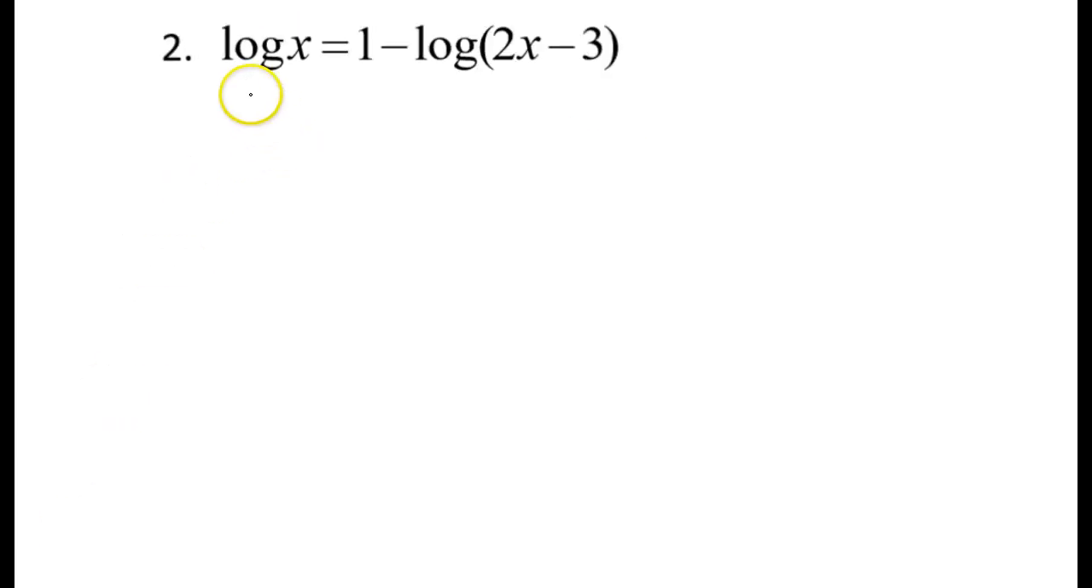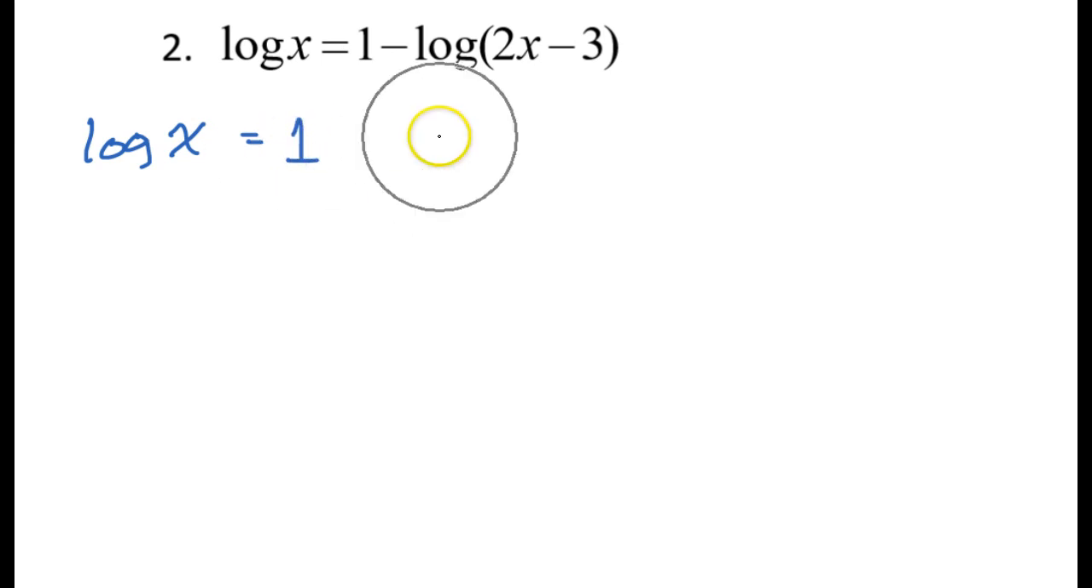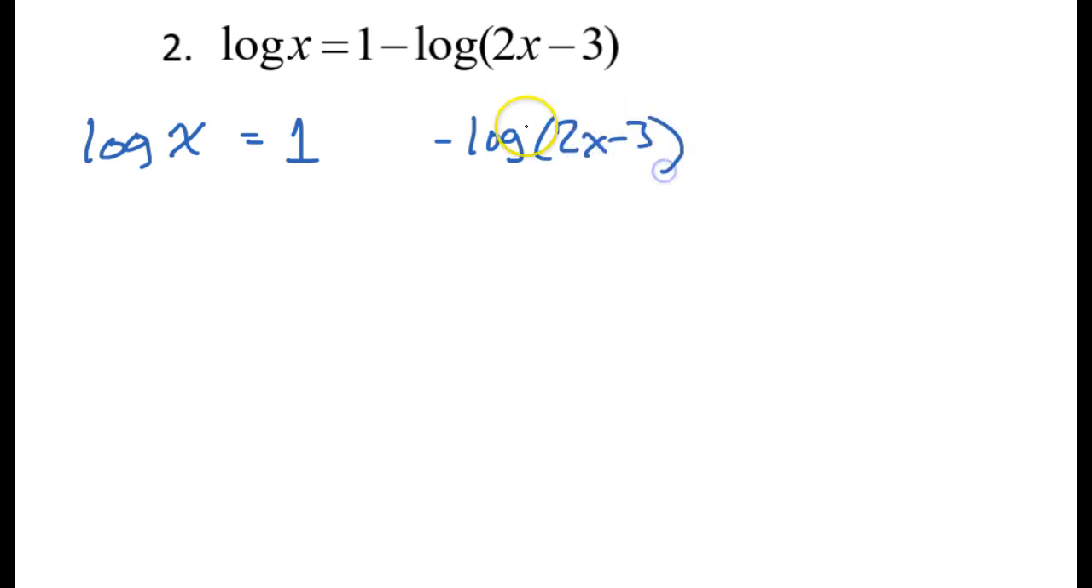Maybe we'll have better luck with number 2. I am going to use the same strategy. By the way, this is understood to be base 10. I'm not sure if that's going to end up being important later or not. So I have log x equals 1, and I'm just going to leave a little bit of space, minus log of 2x minus 3.